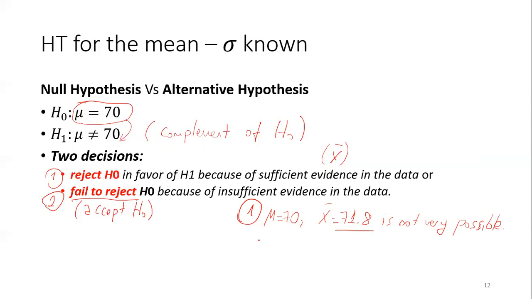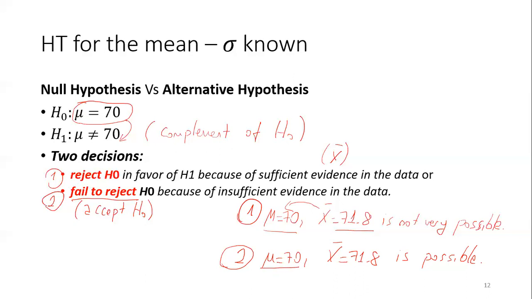Hence, you reject H0 and say that this data suggests that mu is not equal to 70. Because, as I said, if mu is equal to 70, then there's a problem with X bar. It's very improbable. If you choose the second one, then in fact you say the vice versa. You will say that if mu is equal to 70, then you may observe 71.8. Okay, it is possible. Hence, you don't reject H0 and say that, okay, mu is equal to 70.